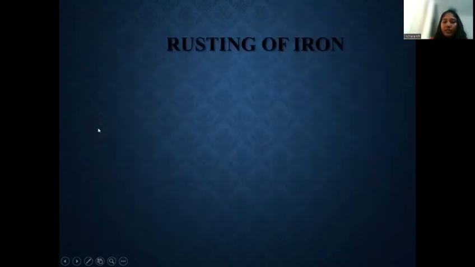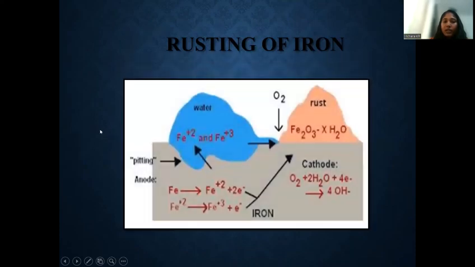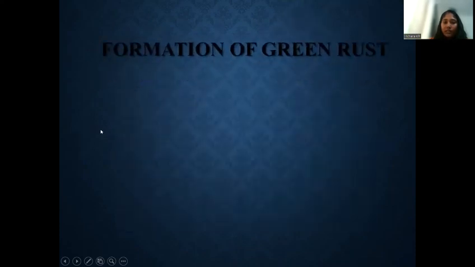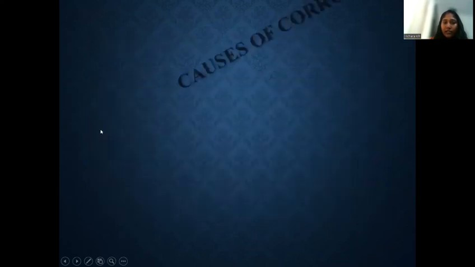Here are some reactions which are related to corrosion. And this is rusting of iron. And this is formation of green rust.